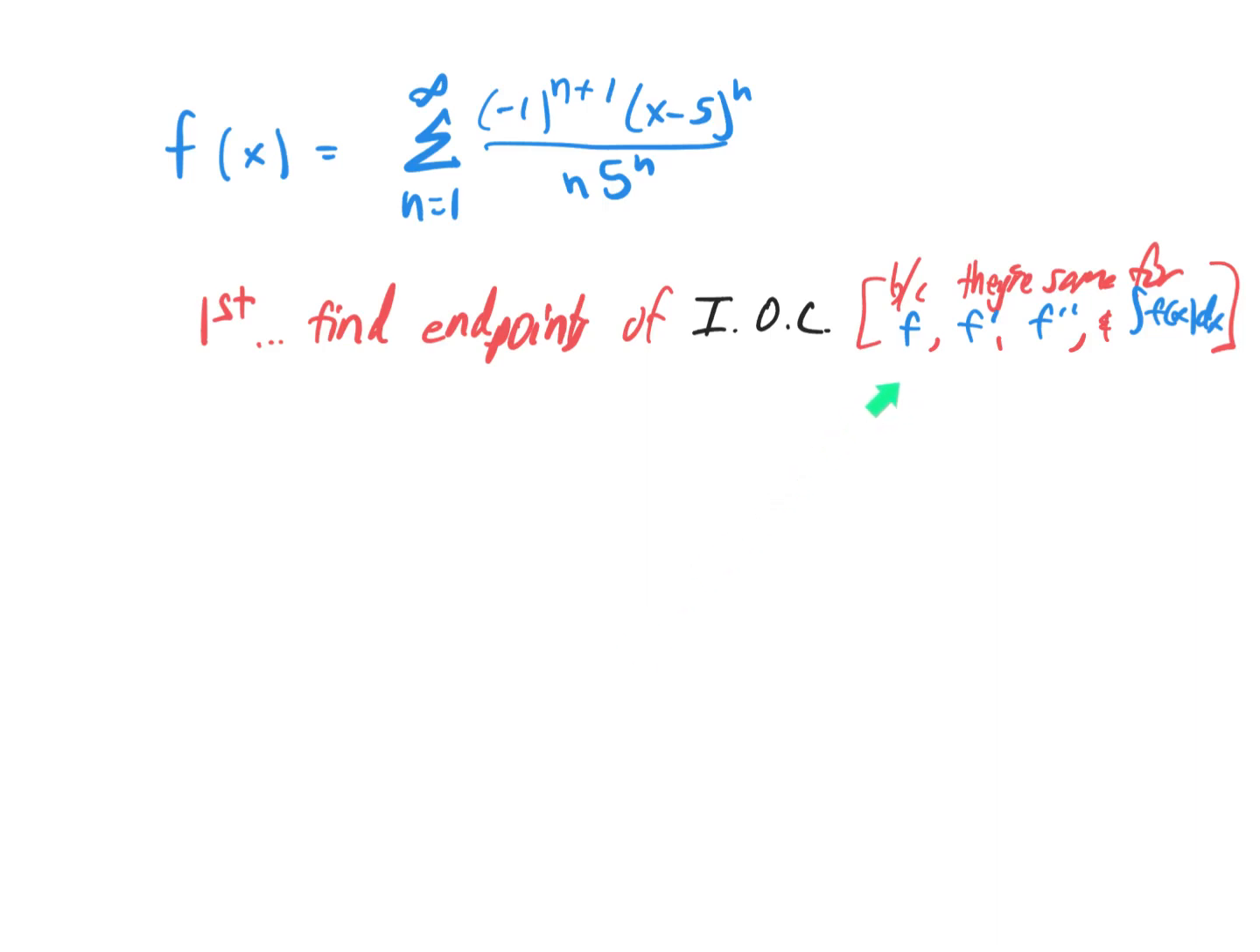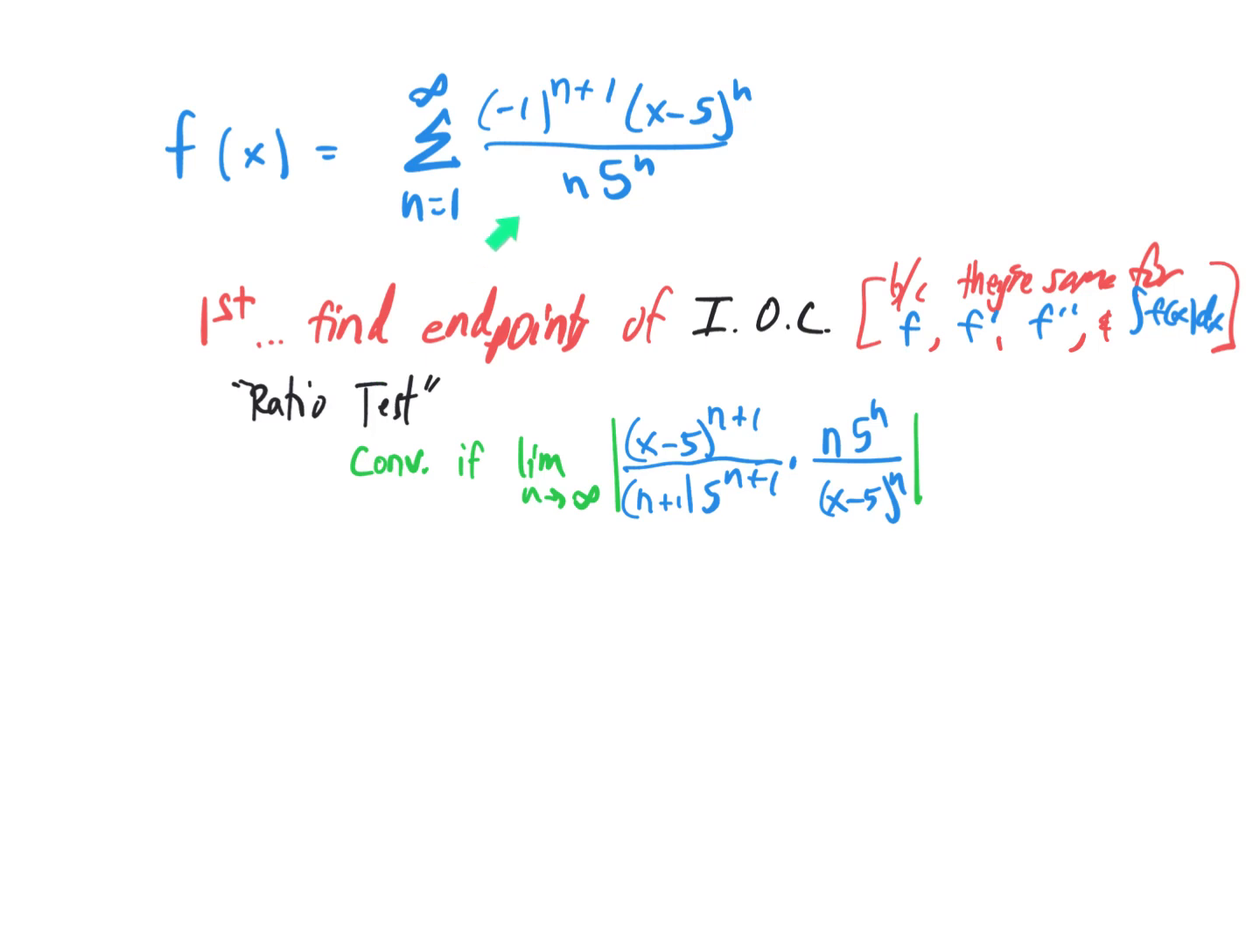All right, they're asking for the interval of convergence for the series representing f prime, f double prime, and the integral of f of x dx. So the first thing to do is to find the endpoints because the endpoints are the same for every series. We'll use the ratio test, which tells us that the series will converge when the limit of the absolute value of the n plus 1 term divided by the nth term is less than 1. So let's find out for which x values this is less than 1.